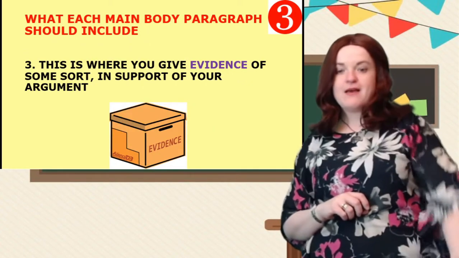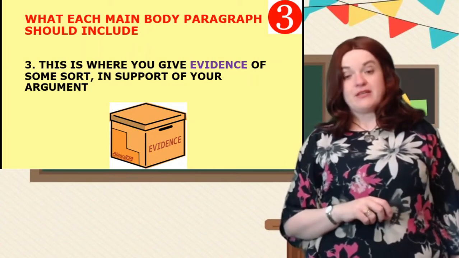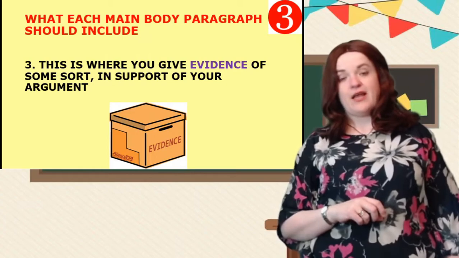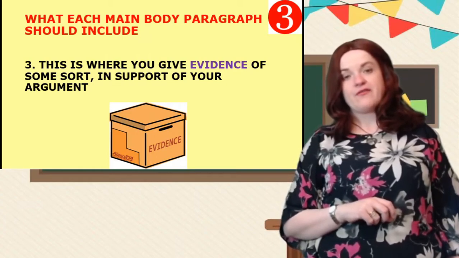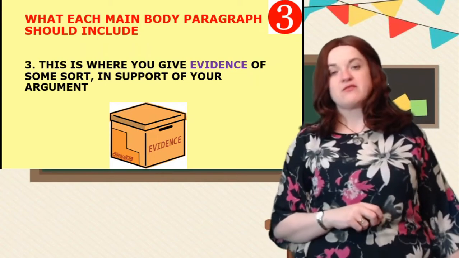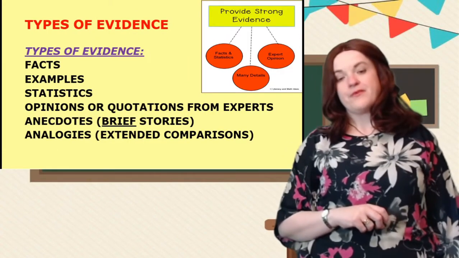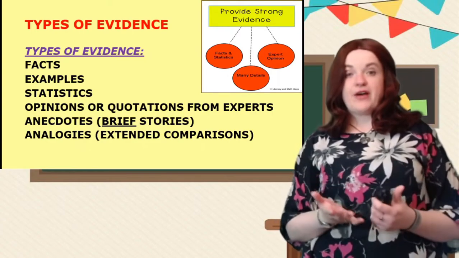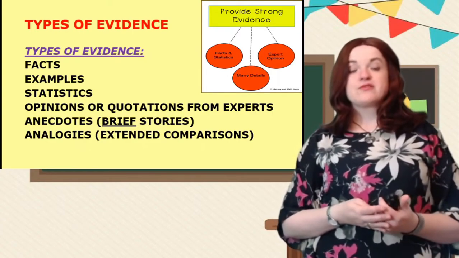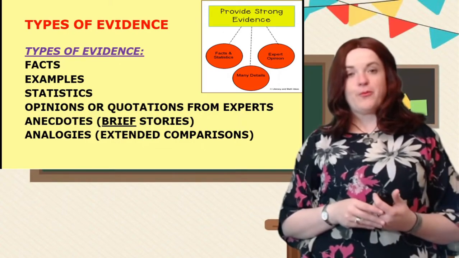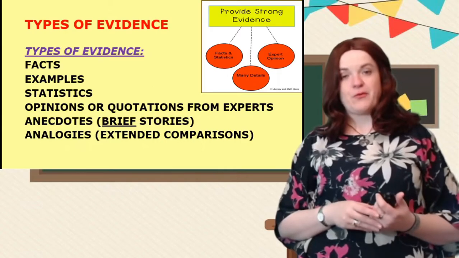Step 3 is the evidence. So this is where you give evidence to back up basically what you've said in 1 and 2. And you have to give appropriate, suitable evidence, otherwise you're just making things up. That's what it looks like to the reader. So types of evidence that you might include: things like facts, examples, statistics, so that's obviously your key figures and things like that. Opinions or quotations from experts.